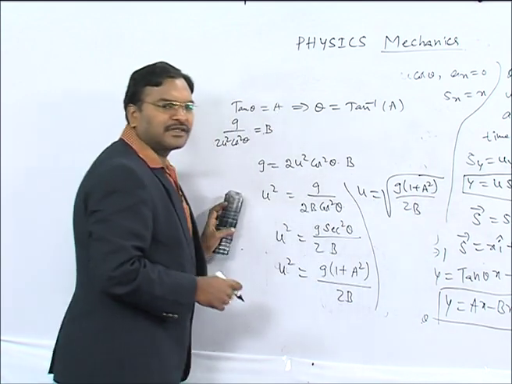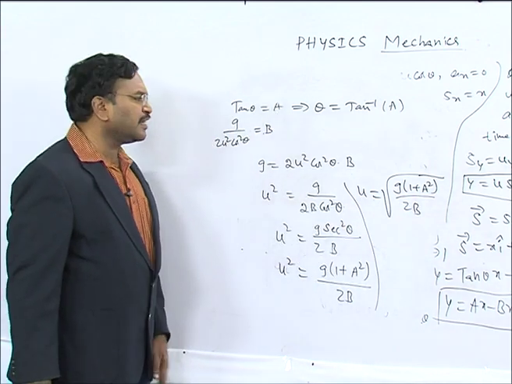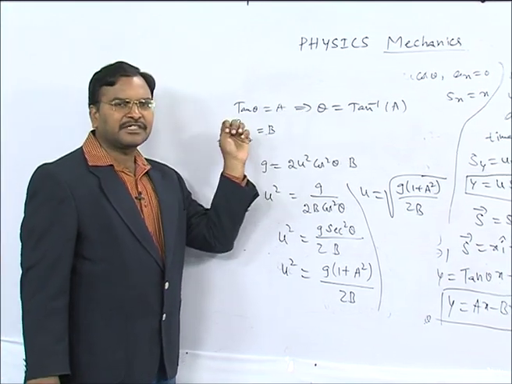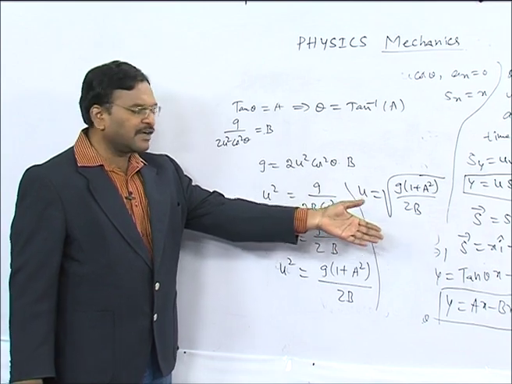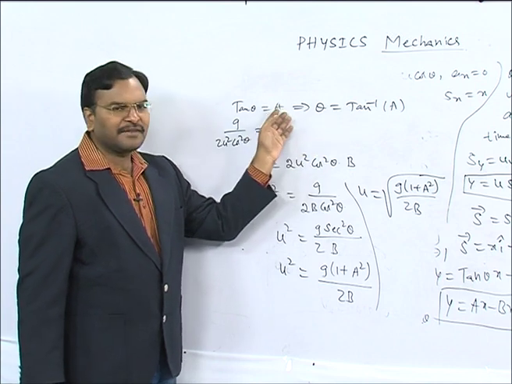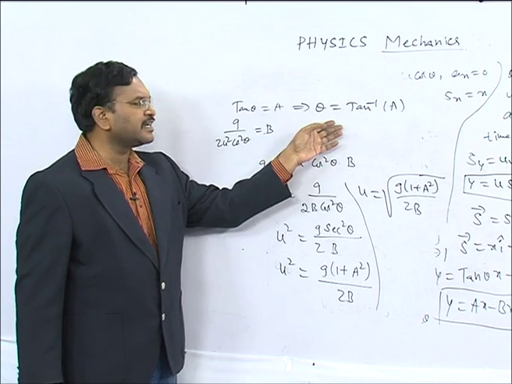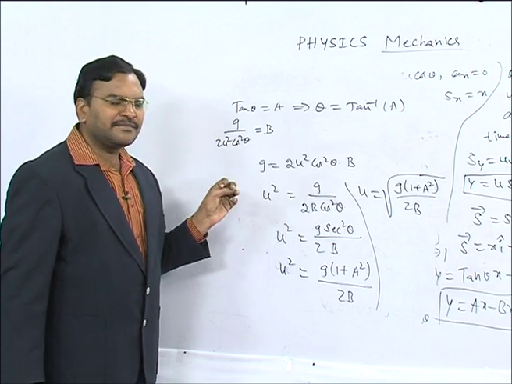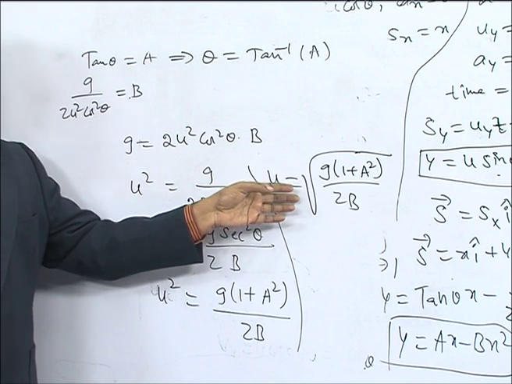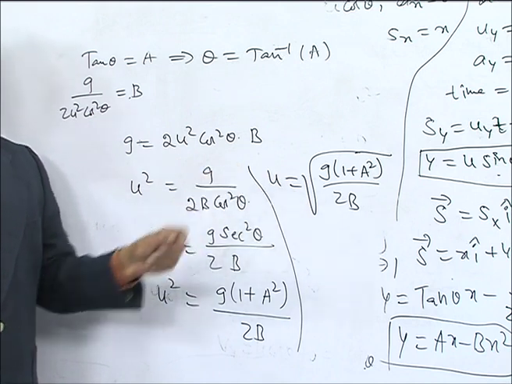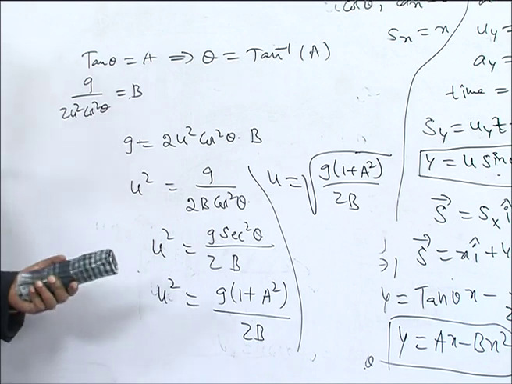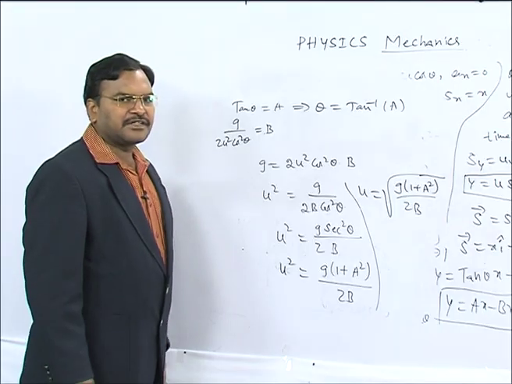If you know the trajectory of a projectile, we can calculate the angle of projection. The trajectory of a projectile is y is equal to ax minus bx square. What is a? a is tan theta. So if you know the a value, we calculate the angle of projection: theta is equal to tan inverse a. And if you know b, we calculate the initial velocity of projection. u is equal to under root of g into 1 plus a square by 2b. In this way, we calculate the initial velocity of projection.